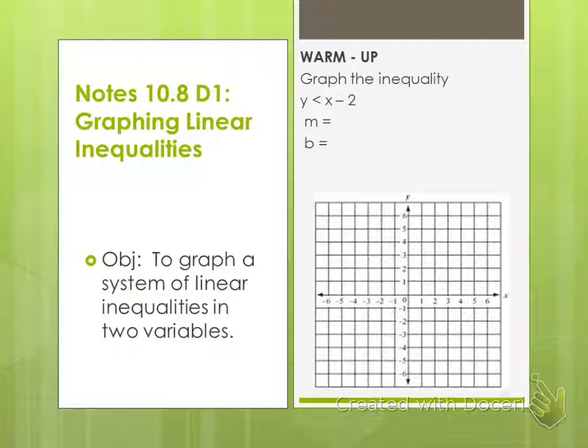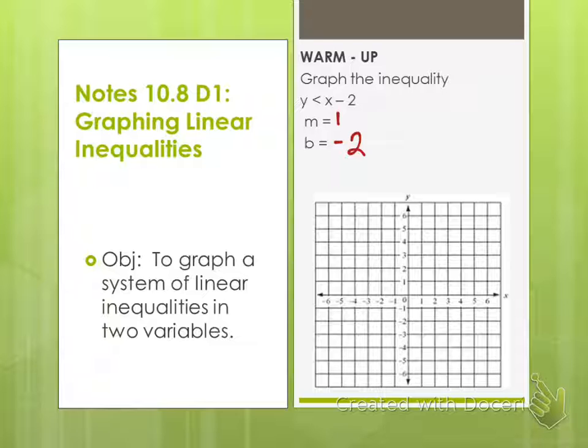For our warm-up, we'll just graph one inequality, so we remember how to do that. We have y is less than x minus 2. We need our slope and our y-intercept, m and b. Can anyone help me out with those? Deja? Good. Our slope is 1, and our b, or the y-intercept, is negative 2.